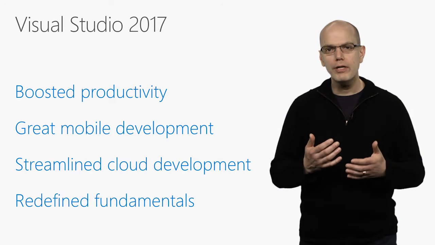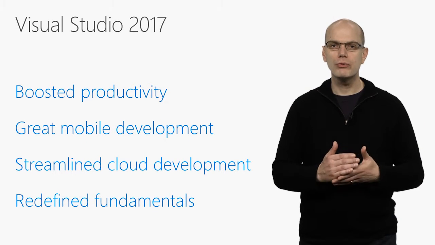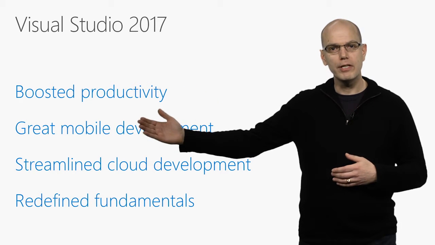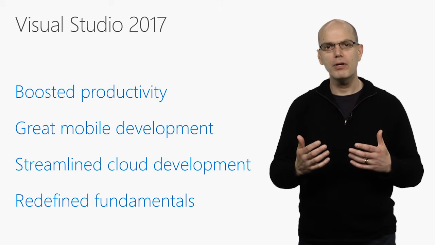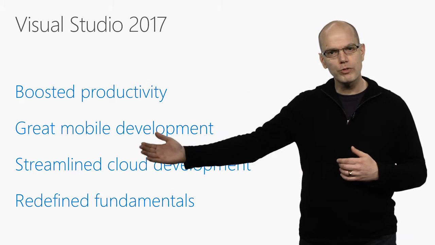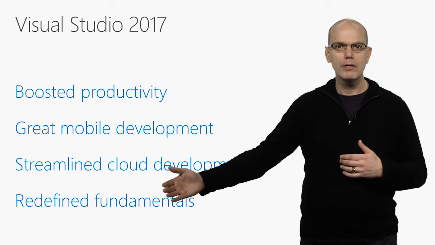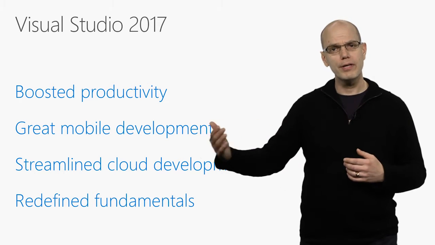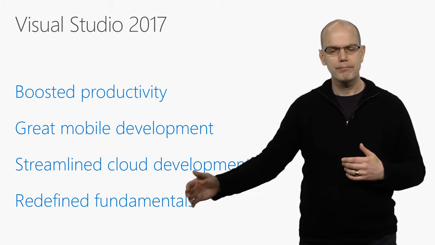In this video, I'm going to take a quick look at some of what's new in Visual Studio 2017. I'll start by showing how Visual Studio 2017 improves productivity for every app type and for everything from code navigation to code quality. Then I'll look quickly at the improvements for mobile development and cloud development. And finally, I'll wrap up with how we've made Visual Studio faster at everything from startup to shutdown.